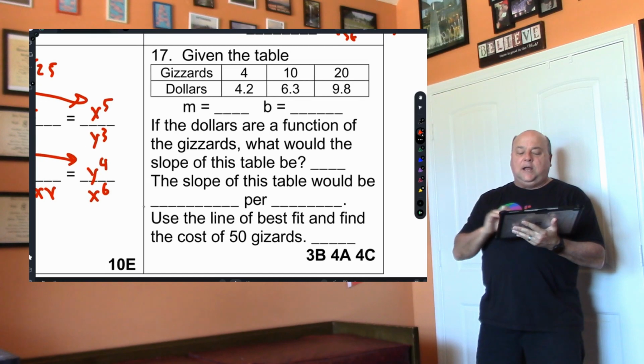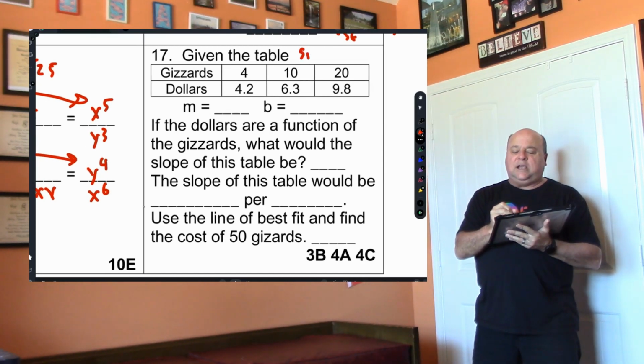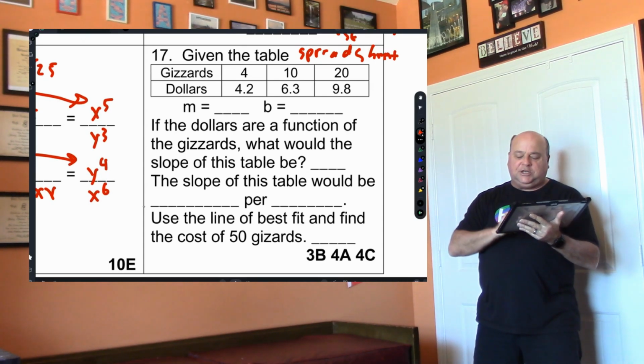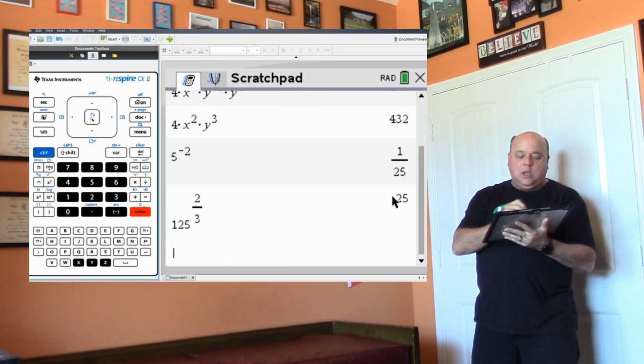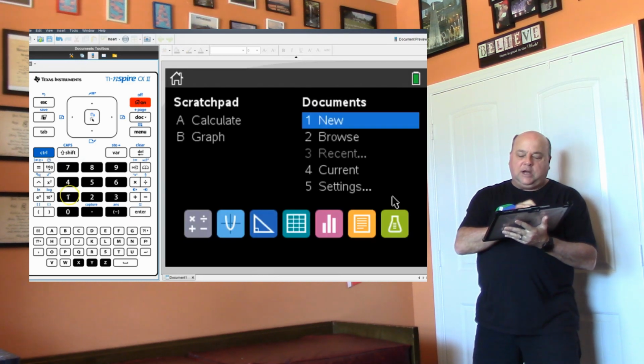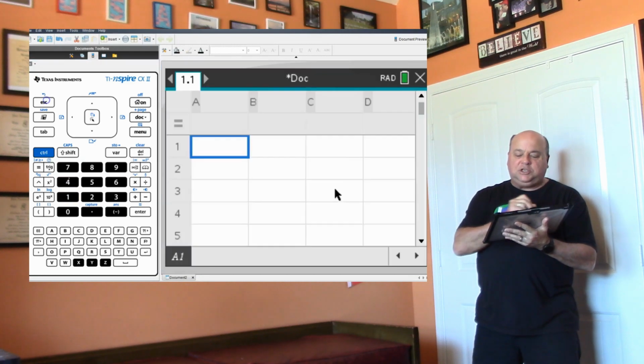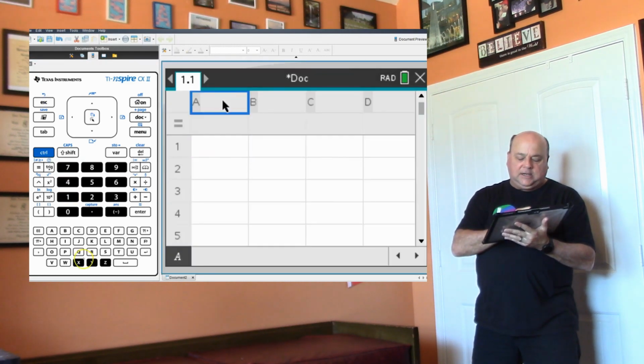Fun, fun, fun. On the next one, we need to use a spreadsheet. On your benchmark, you did spreadsheet after spreadsheet after spreadsheet. So let's put this into a spreadsheet. We're going to hit Home. We want a new document. We don't want to save anything. We're going to add a spreadsheet, and then we need to put X and Y at the top.